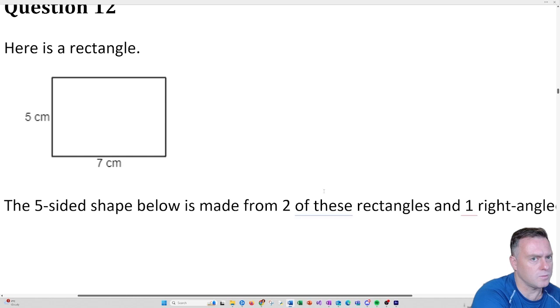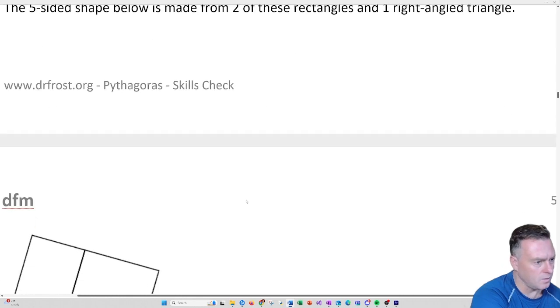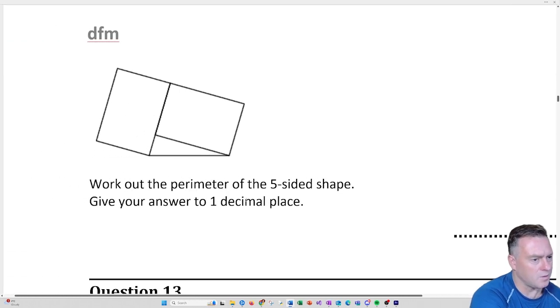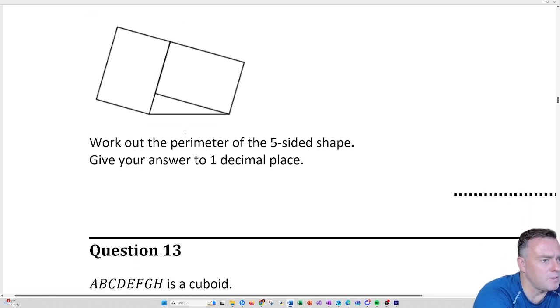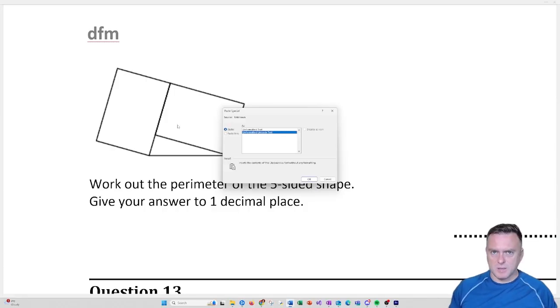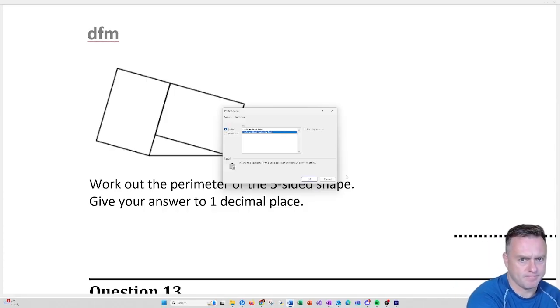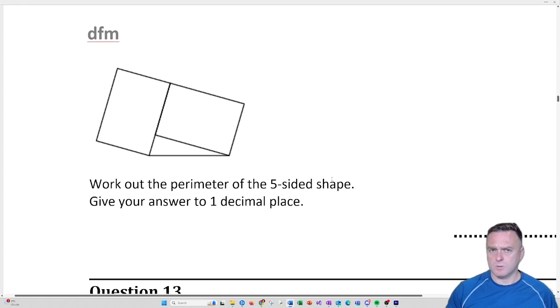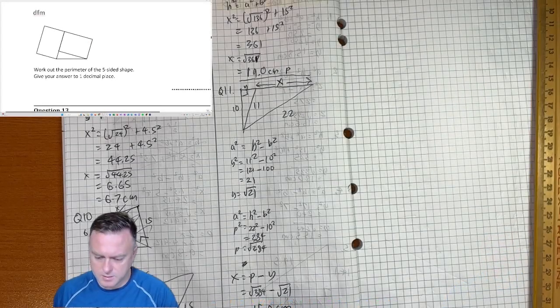Here's a rectangle. So it's 5 by 7. The shape is made from 2 of these below. Work out the perimeter of the 5-sided shape. So there's 5, what are the dimensions? 5 by 7. So let's redraw this triangle first, and then put the measurements in that we know. So we'll come back here.